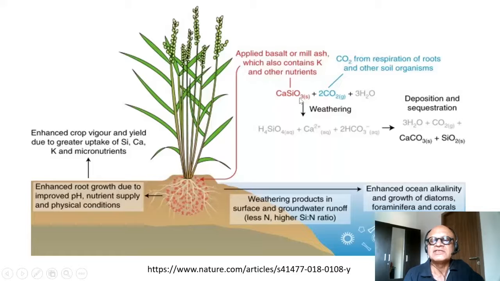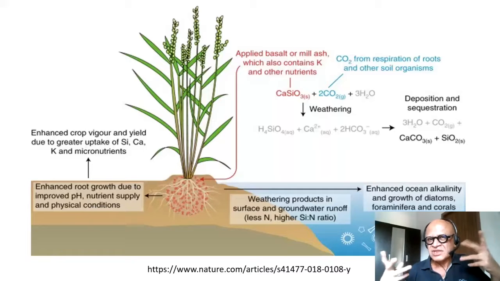So that's silicate rock weathering, which is good because it takes two CO2 molecules, one of which gets re-released during the weathering. You can see here. So it sequesters one molecule of CO2. Okay, so weathering products in surface and groundwater runoff, less nitrogen, higher silica to nitrogen ratio. I'm kind of rushing through these because these are concepts that have been tried. There are lots of questions still to be answered.